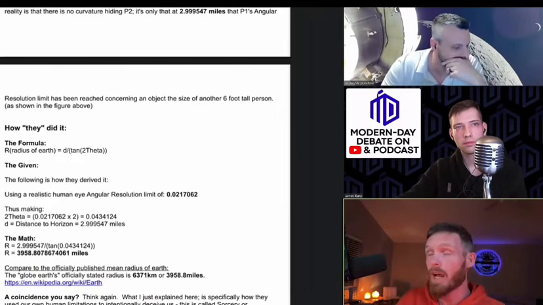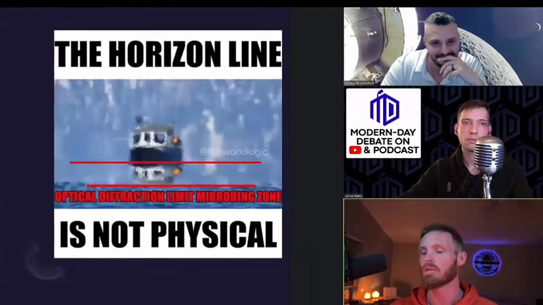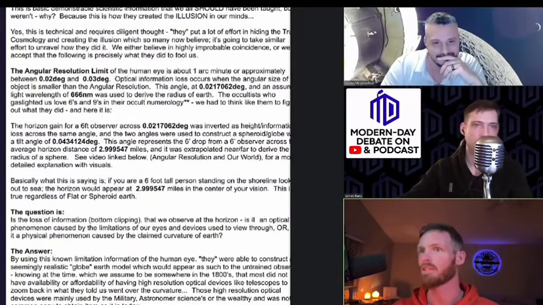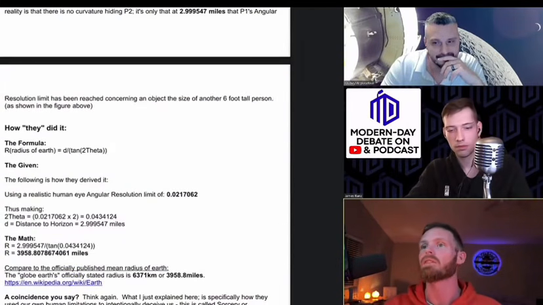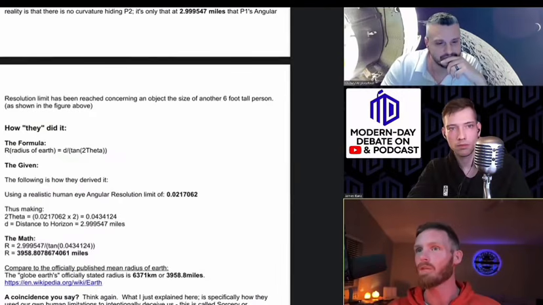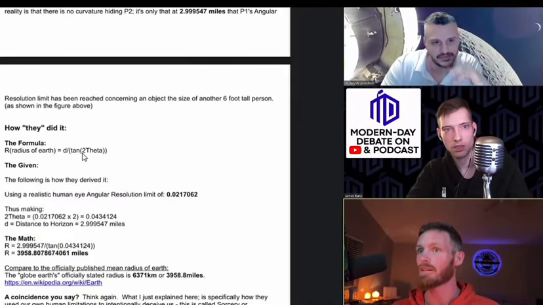These are the values that come from the human eye. And then wait up, it's so wild to me. I think it's wild. When you take those values and plug them into that formula, right here, again: radius of the Earth equals distance divided by tangent times twice theta.